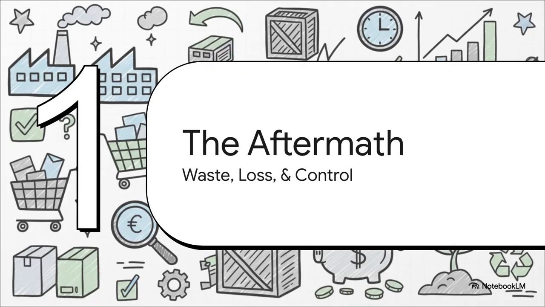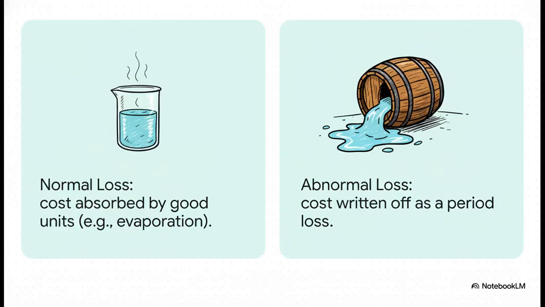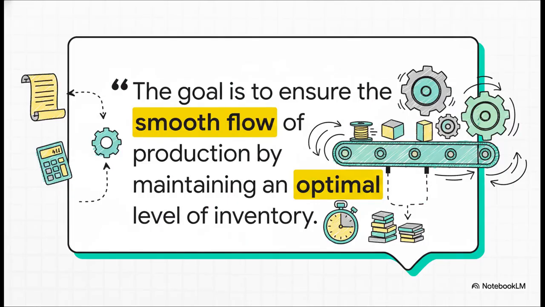We're now at the final stop on our materials journey. But what about the stuff that doesn't quite make it into the final product? The spills, the scraps, the little bit that evaporates. What happens to that? A key idea here is that accountants split these losses into two buckets. Normal loss is the stuff you expect, the unavoidable bits, like a little bit of a liquid evaporating. The cost of that is just absorbed by all the good units you made. But abnormal loss, that's the unexpected, avoidable stuff, like someone accidentally spilling a whole barrel. That's a huge red flag. Its cost isn't hidden in the product, it's reported separately to shine a big spotlight on a problem that needs to be fixed.